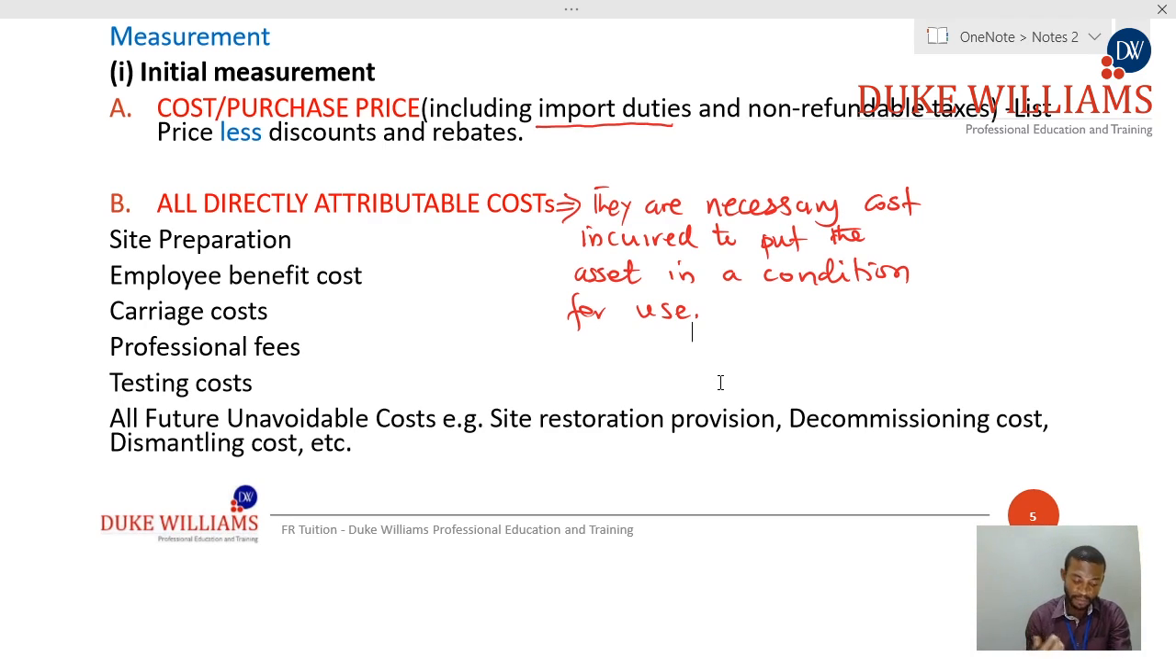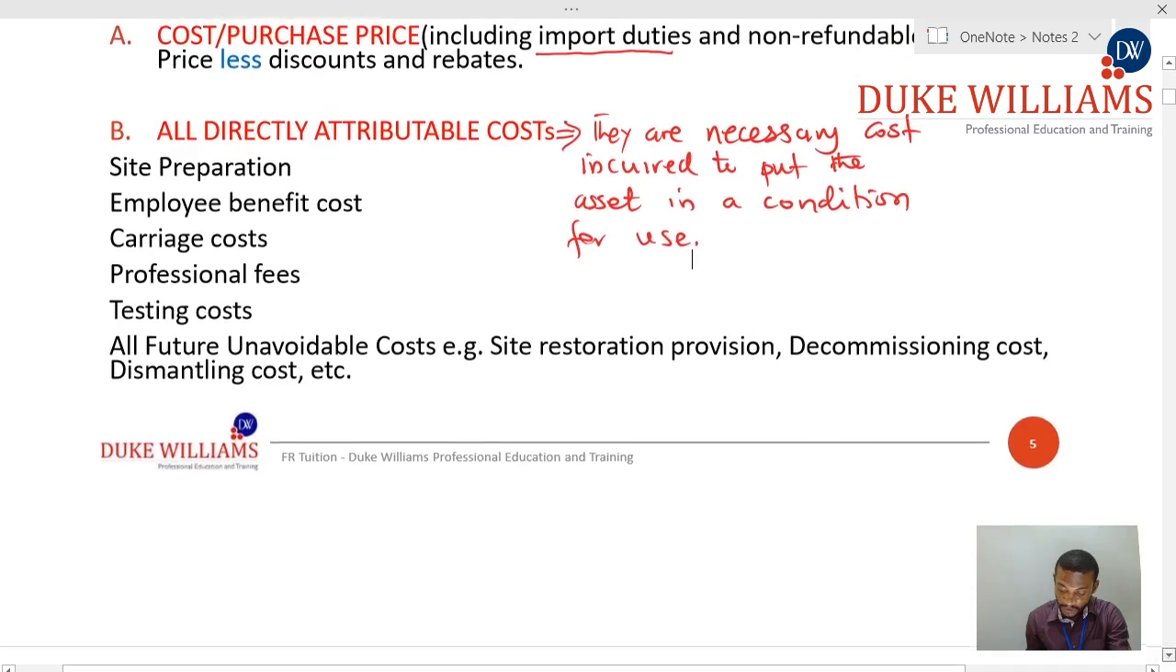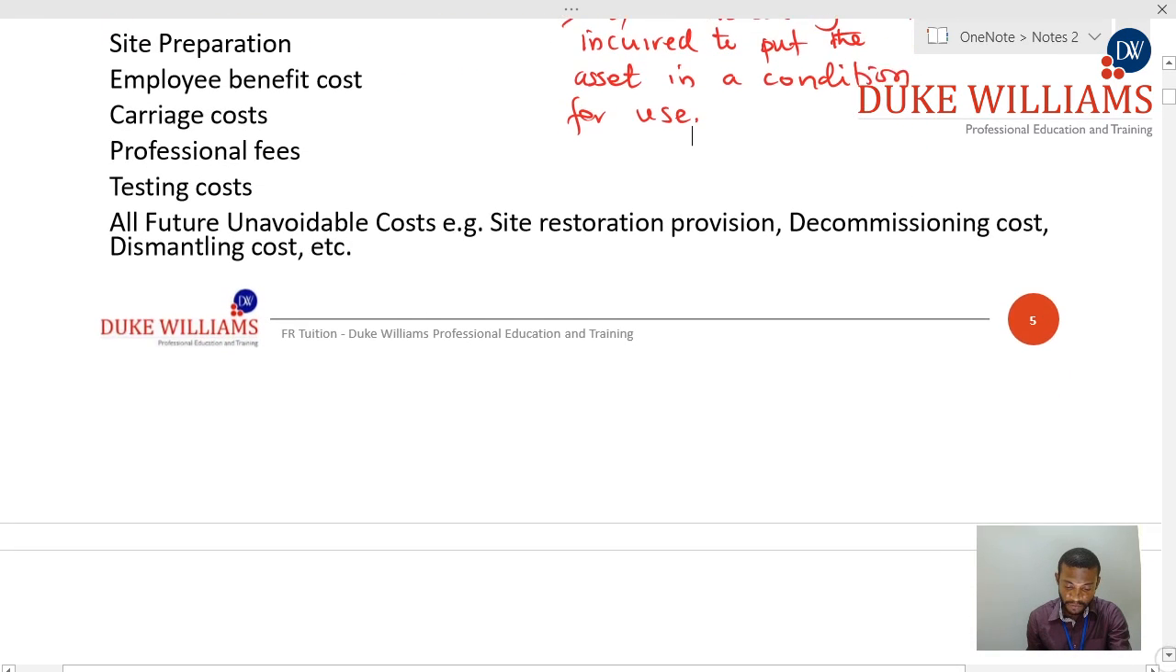Now, examples of directly attributable cost, we have site preparation, employee benefit cost, this is pension or wages and salary cost. We have carriage cost, we have professional fees, testing cost, and then if we have future unavoidable cost, like site restoration provision, or like decommissioning or dismantling cost, all these are necessary costs. Okay, now let's try to give ourselves an example.